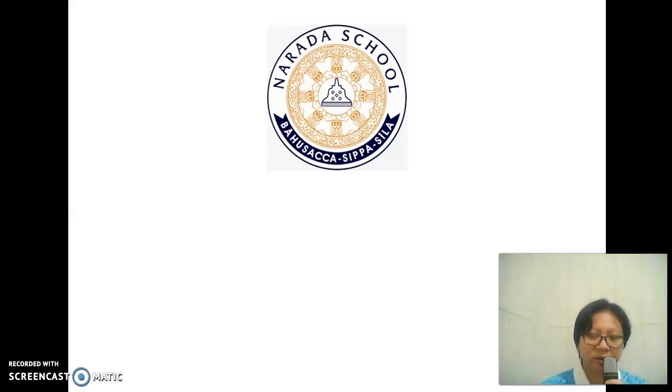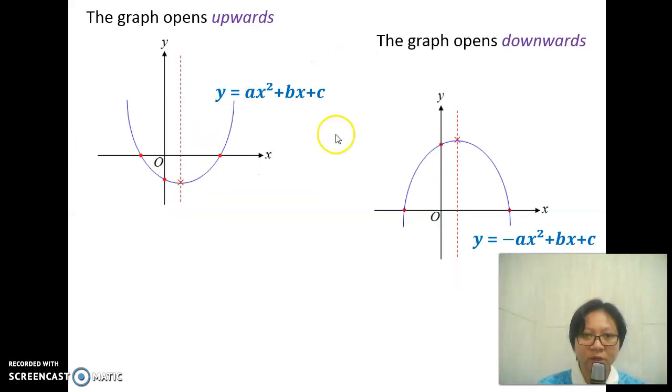You've learned about the shape of parabolas. Okay, now take a look at this. There are two parabolas here. The parabola on the left opens upwards and the parabola on the right opens downwards.